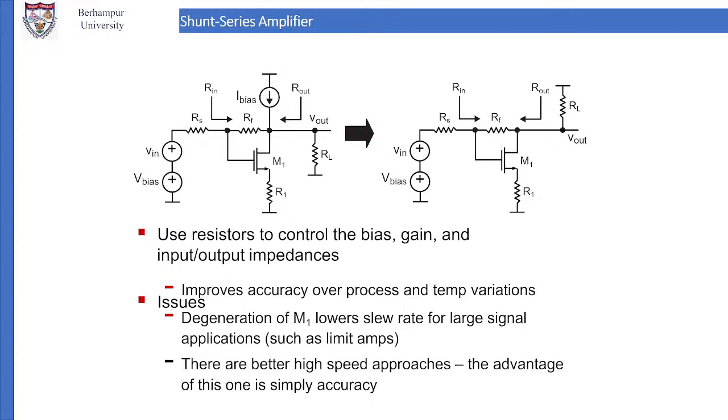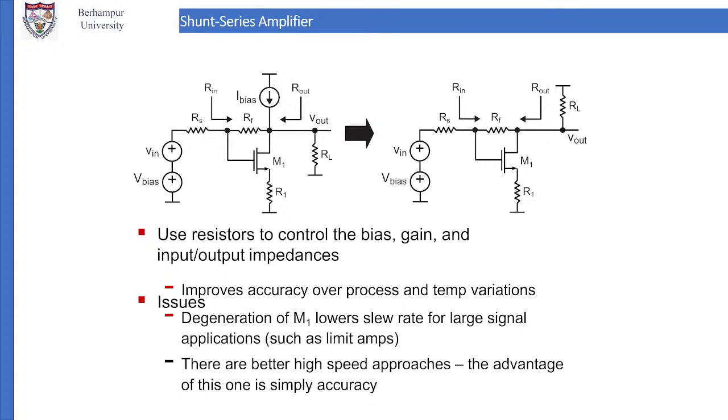Now, what are the issues involved in this? Degeneration of M1 lowers the slew rate for large signal applications such as limiting amplifiers. So if M1 degenerates, now what is degeneration of M1? That means over a period of time, M1 will be deteriorating. Everything in this world or in the universe has a half-life period, so after some time, its functionality will be degraded from its peak.